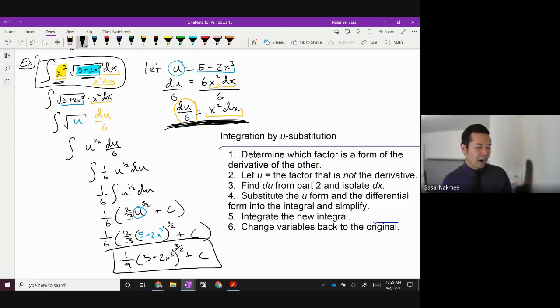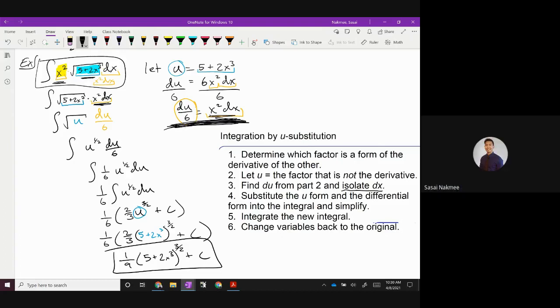Step 3, find du from part 2 and isolate dx. This is the part that's a little bit different from what I was doing in my notes. I did not do this part. I did not isolate the dx. I like looking for the factors that match manually. It's just easier. It's just how I learned to do substitution.